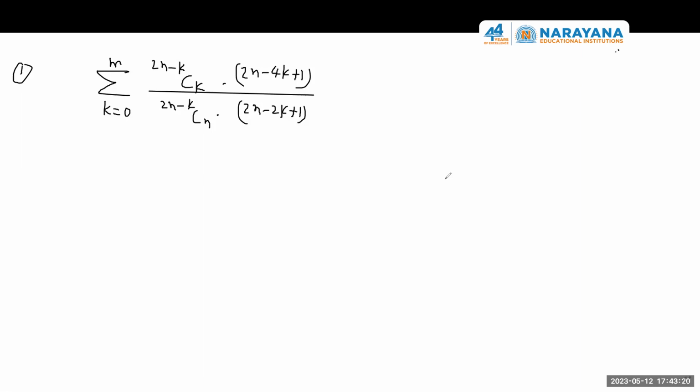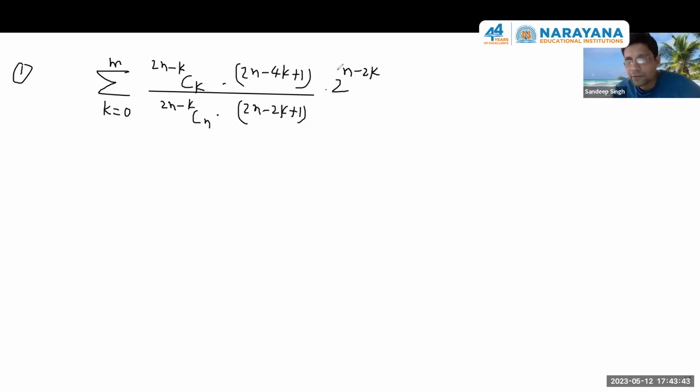Sir, there was also another term 2 power n minus 2k. Right. Okay. One more term is there, 2 power n minus 2k. Correct, beta. So now tell me. As you can observe, I think we should go in the direction of making this into a telescopic sum, that is, as a method of difference. So how will you express this? Tell me.